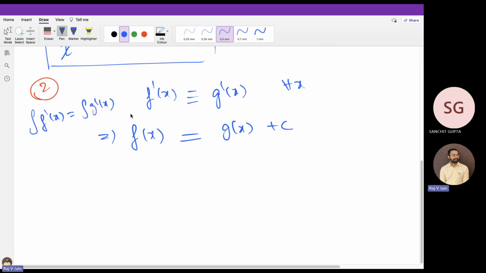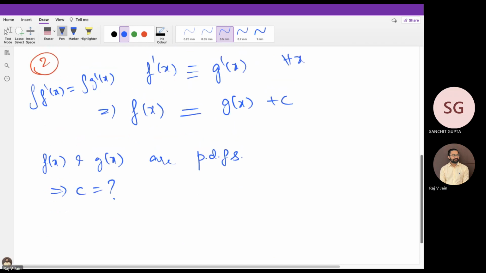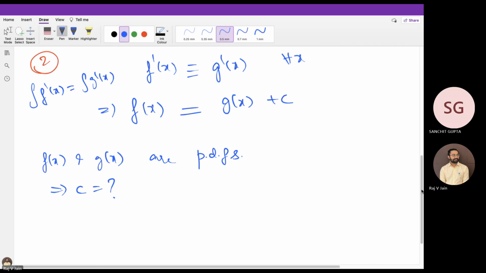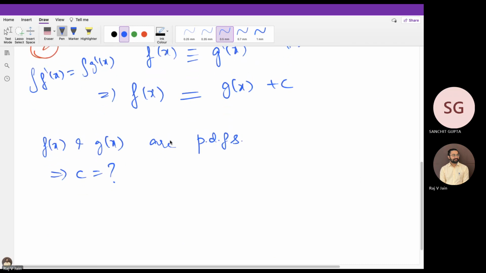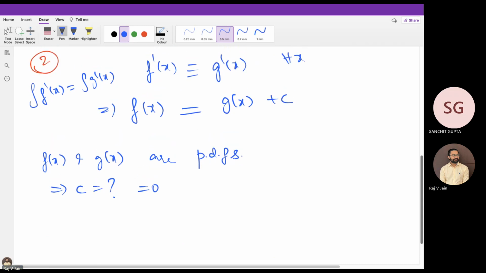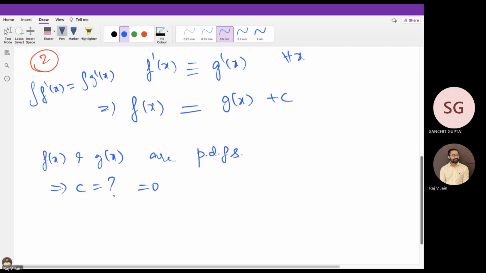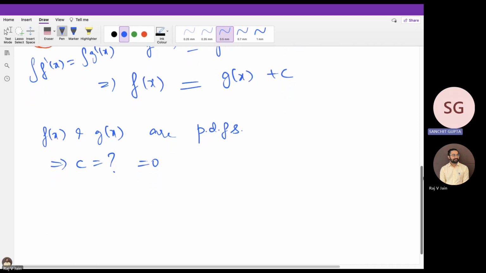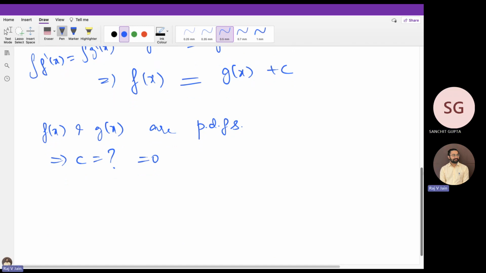When I solve f dash of x equals g dash of x, I will get f of x equal to g of x plus an integration constant. Now, let's say f of x and g of x are probability density functions, PDFs. What will C be? Zero. Why? Because the integral of both of them should be equal to 1. So there is no scope of adding any constant. If I integrate both sides, C will be equal to 0.